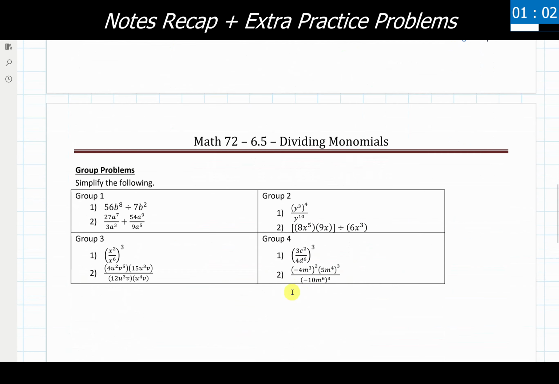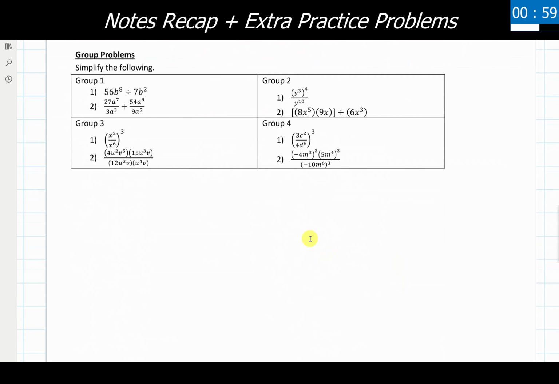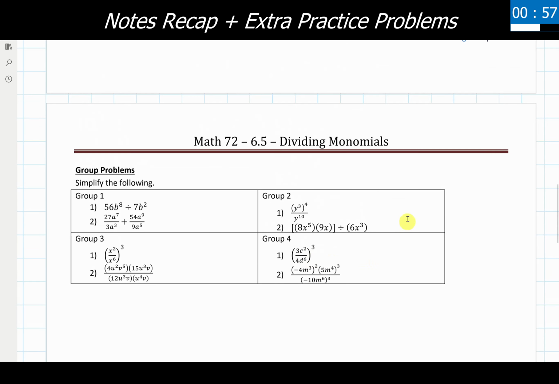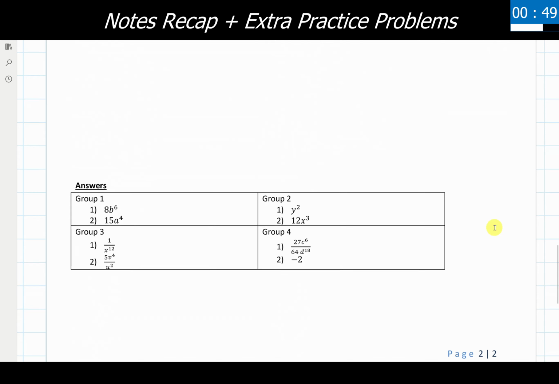Lastly, I have a few extra problems if you would like to try any of those. Again, I recommend pausing the video here, giving these a try for yourself. We'll scroll down to our final answer selection right down here. Hopefully you are getting the exact same thing as what's written in our answers here.